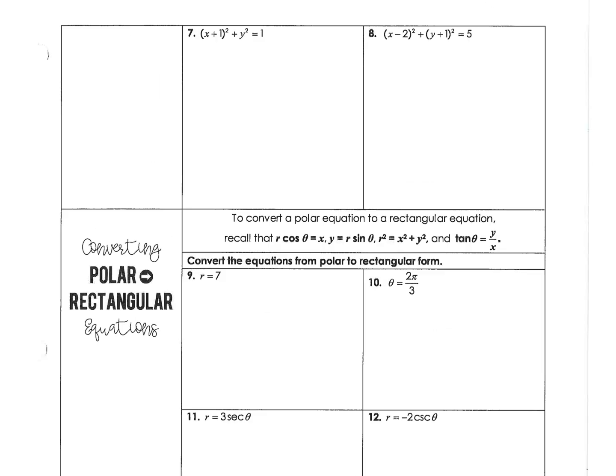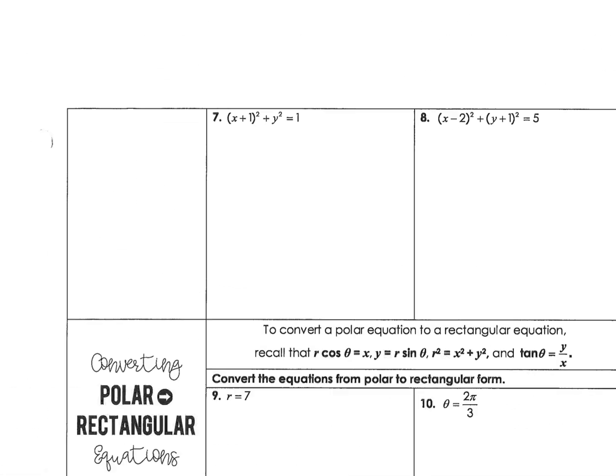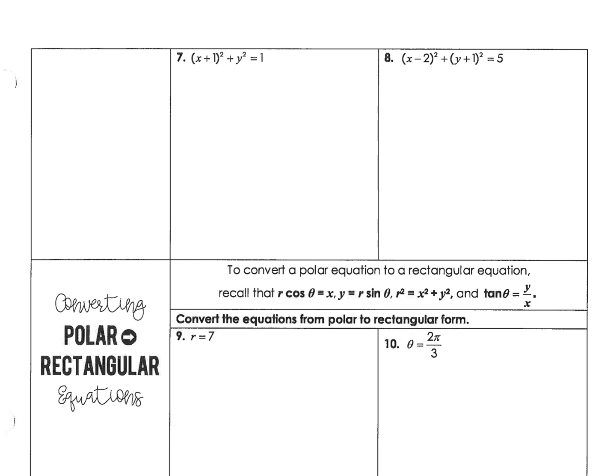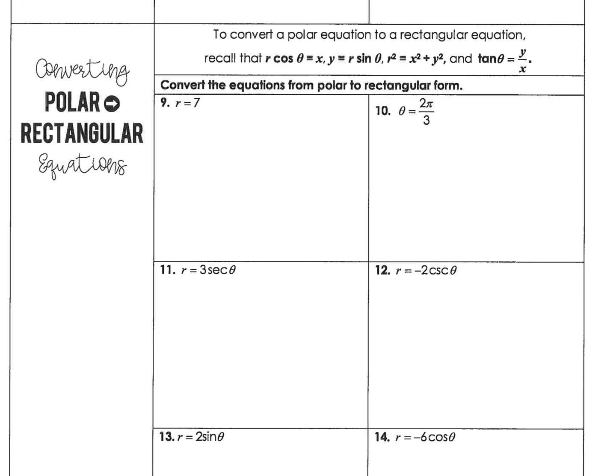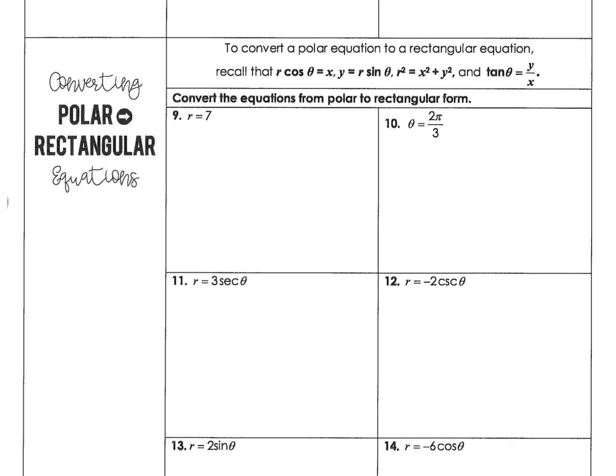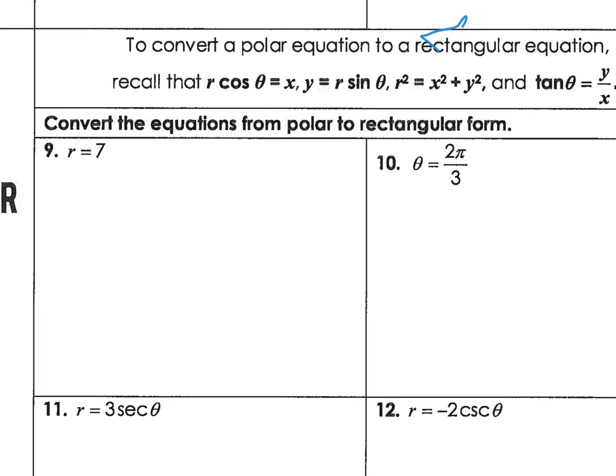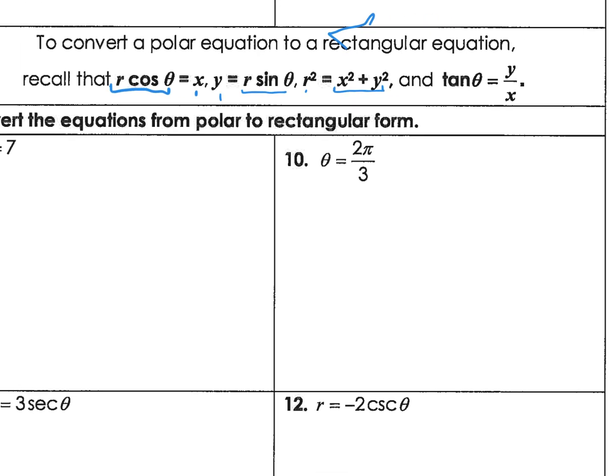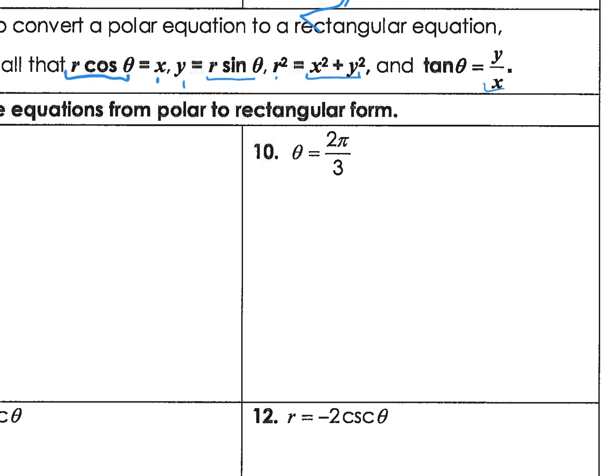Okay. Let's look at the last section that we've got. Now this is a circle, so I'll end up with r equals something, but we're going to look at polar to rectangular. Polar to rectangular. It says recall the following. R cosine is x. R sine is y. R squared is x squared plus y squared. And y over x is tangent.